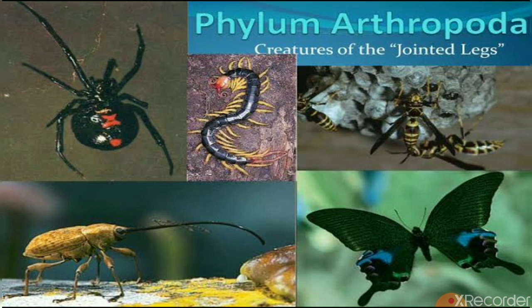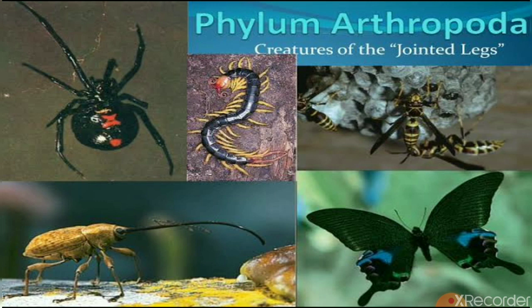The next phylum is Phylum Arthropoda. It is the largest phylum in terms of the number of animals discovered. The word arthropoda is taken from two Greek words. Arthro means jointed and podos means feet. So the word arthropoda literally means jointed legs.